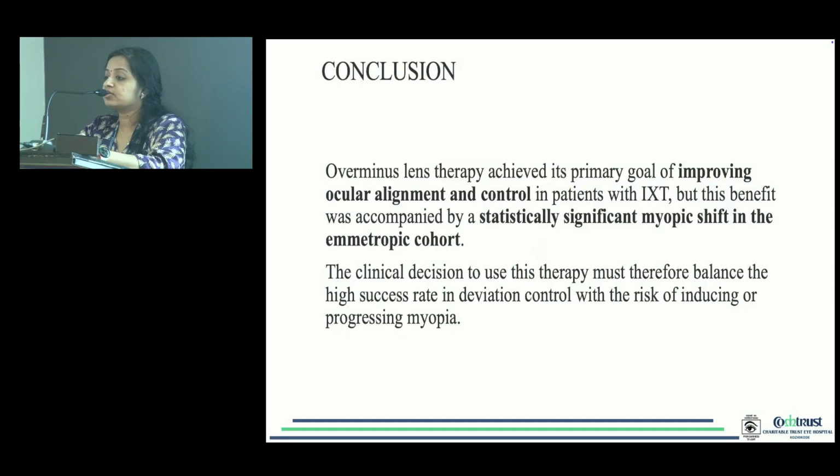And so to conclude, over minus lens therapy achieved its primary goal of improving ocular alignment and control in patients with IXT, but this benefit was accompanied by a statistically significant myopic shift in the emmetropic cohort. So the clinical decision to use this therapy must therefore balance the high success rate in deviation control with the risk of inducing or progressing myopia.